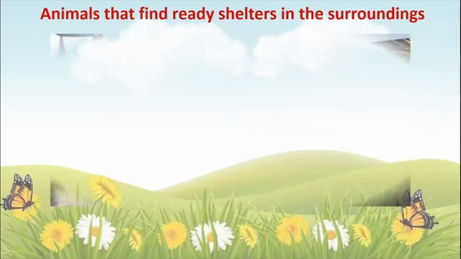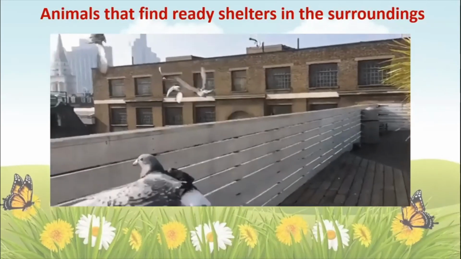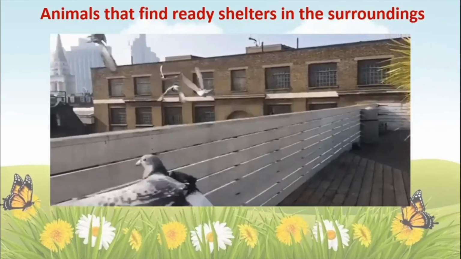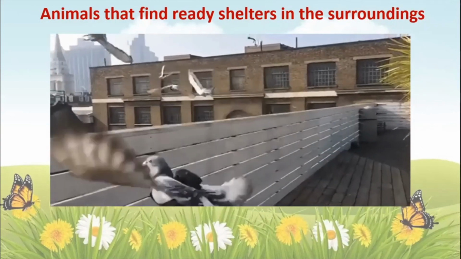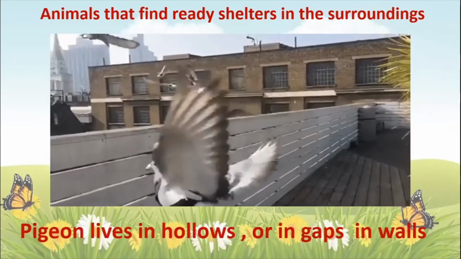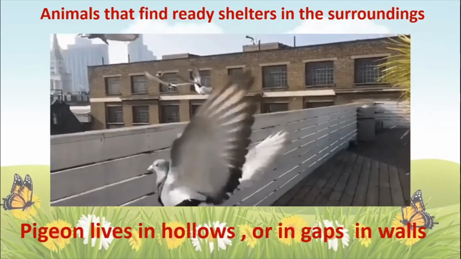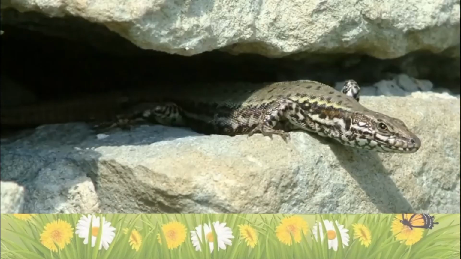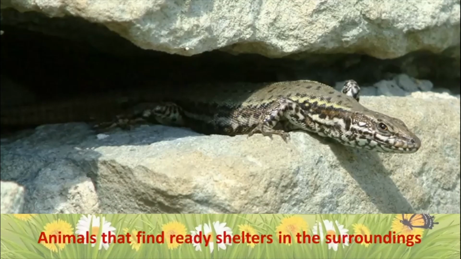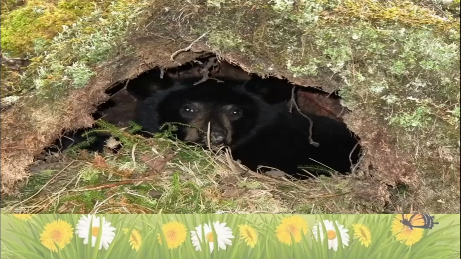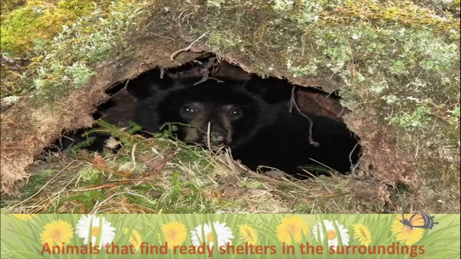Okay. See some more examples. These animals we have seen around us now. The pigeons. They find places in the corners of the buildings or in the hollows or gaps in the walls. So these, children, are the different types of animals which find ready-made shelter. So see here. This is a kind of a monitor lizard. It lives inside the gap in the stone, just like our scorpion friend. Alright, see, this is also an animal which is living inside a hole in the ground.